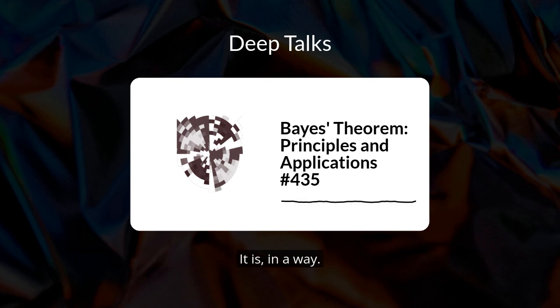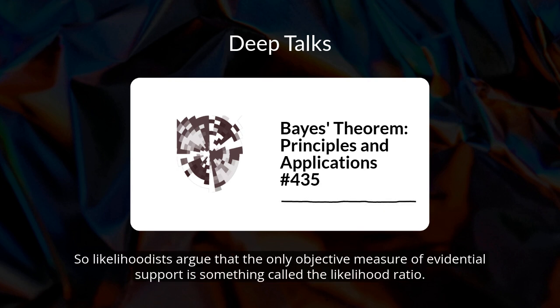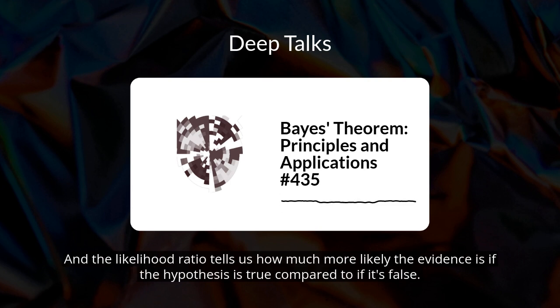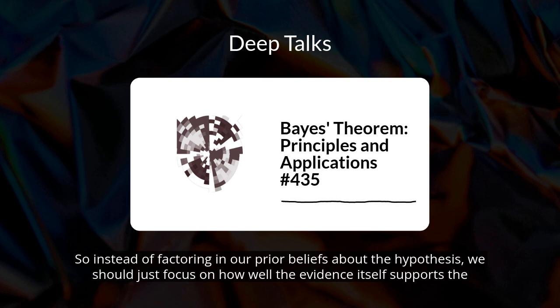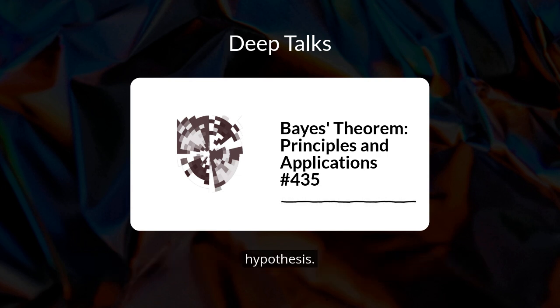It is, in a way. So, likelihoodists argue that the only objective measure of evidential support is something called the likelihood ratio. And the likelihood ratio tells us how much more likely the evidence is if the hypothesis is true compared to if it's false. So instead of factoring in our prior beliefs about the hypothesis, we should just focus on how well the evidence itself supports the hypothesis.